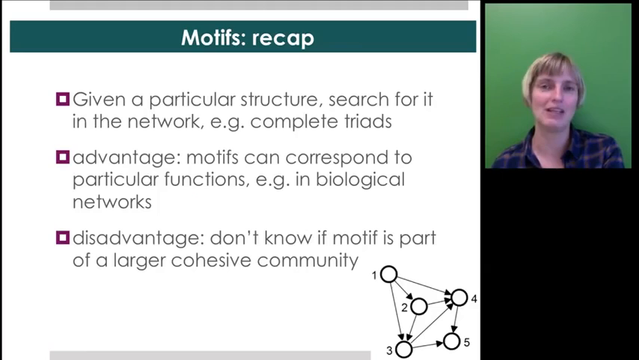So just to recap on motifs and clustering: given a particular structure, you can search for it in the network. For example, you can count the complete triads, you can summarize that as a cluster coefficient, or you can create this motif profile. The advantage is that these motifs can represent certain functions or certain trends, and you can validate by seeing whether those are present in a network, or you can discover them. Hey, this motif is very frequent in this network. Let me figure out what is causing it. Can I understand some of the underlying dynamics, which is a real boost.